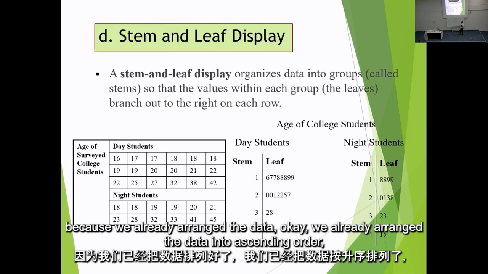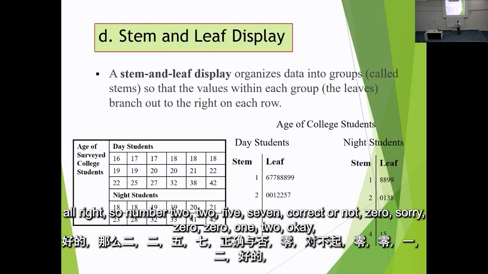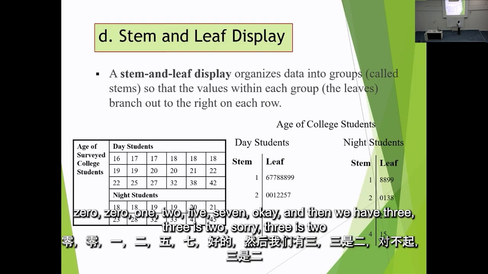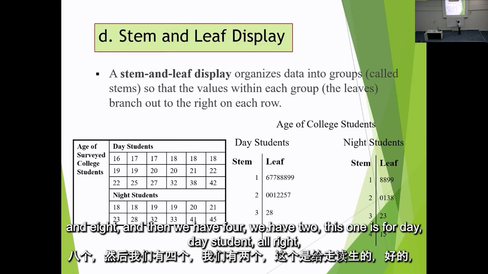Why does it become like this? Because we already arranged the data into ascending order. Number 2: 0, 0, 1, 2, 5, 7. And then we have 3: 3 is 2 and 8. And then 4, we have 2. This is for the day students.